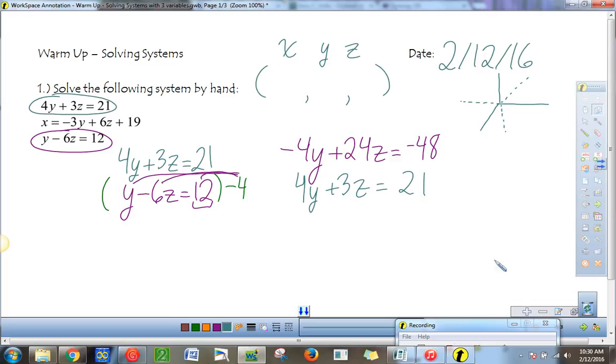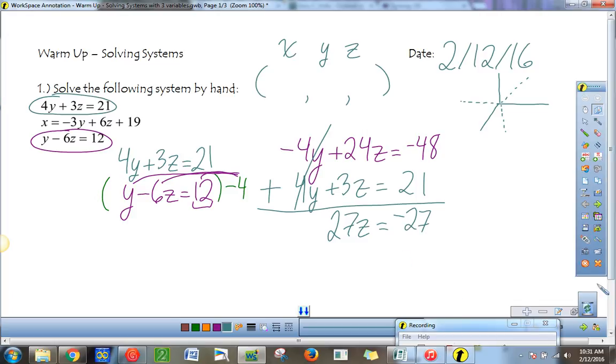So what do I do with these two equations now? We're literally adding them together. Yes, we're adding these two equations together. You're allowed to add equations together. So 24 plus 3? 27z equals what? Oh, how nice is that? When you see that, you're like, oh, I think I did it right. Why is that beautiful? Because z equals -1.